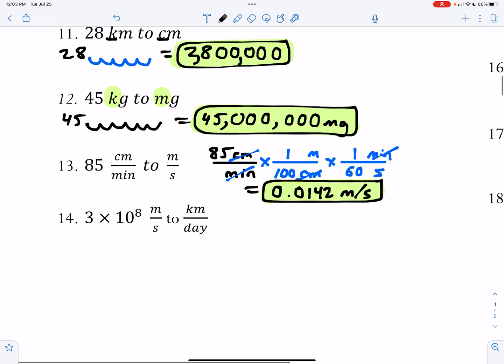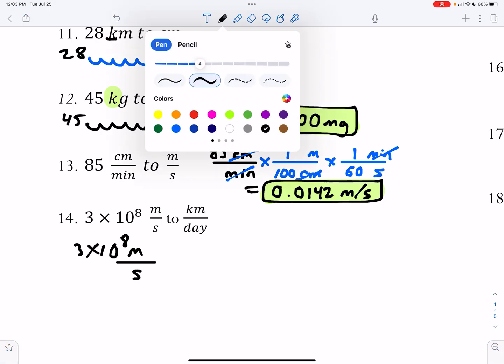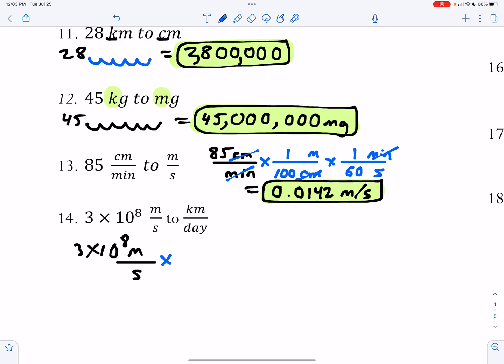Now we have 3.3 times 10 to the 8 meters in 1 second. And we need to get this into kilometers per day. So first thing I'm going to do is turn meters into kilometers. So meters has to go down here, kilometers goes up here, meters cancels. Now we're in kilometers per second.